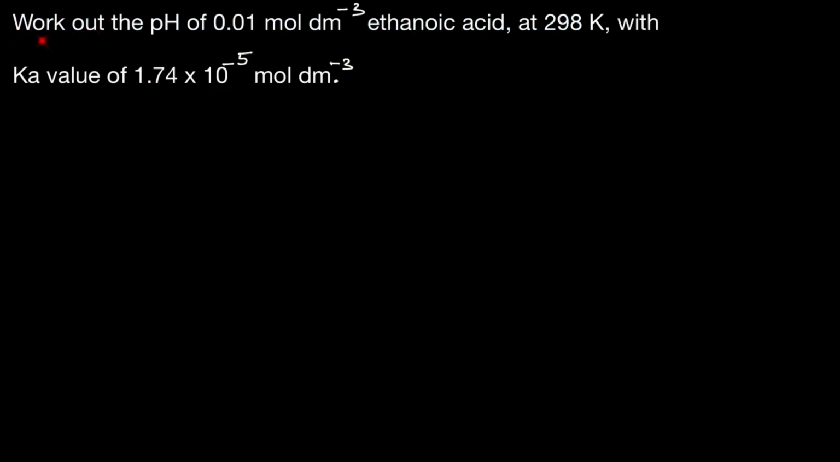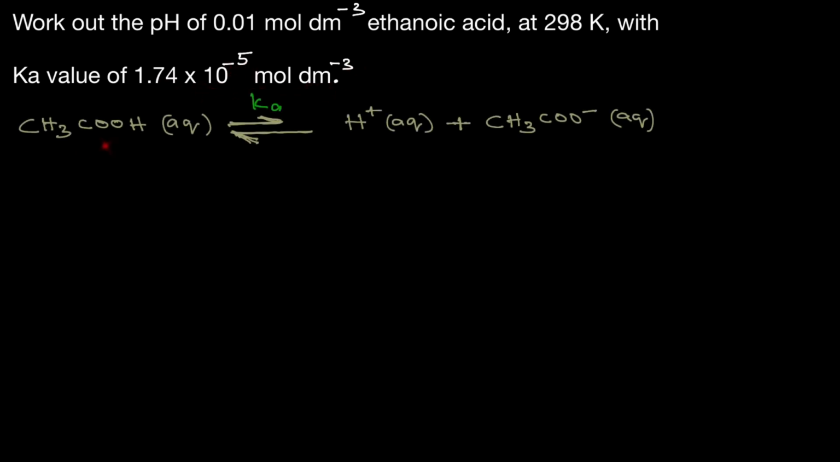Here's a question. Work out the pH of 0.01 mole per decimeter cubed of ethanoic acid at 298 Kelvin with a Ka value of 1.74 times 10 to the power minus 5 mole per decimeter cubed. Ethanoic acid will dissociate partially because it's a weak acid. So you get H plus aqueous plus CH3COO minus aqueous. And that's the Ka value.